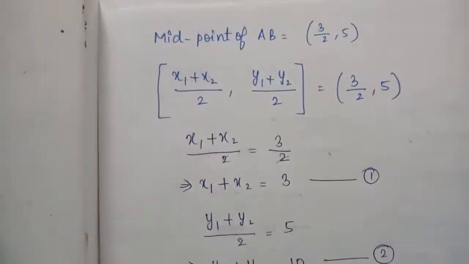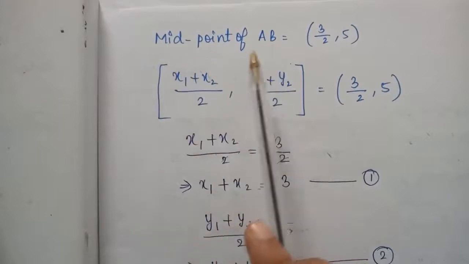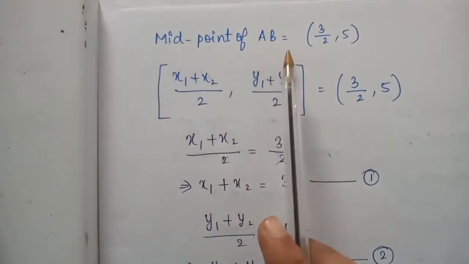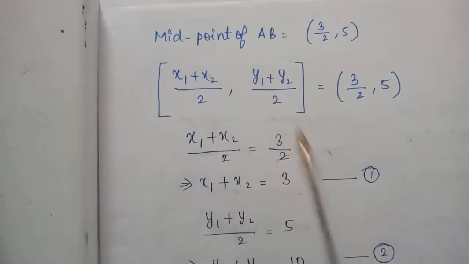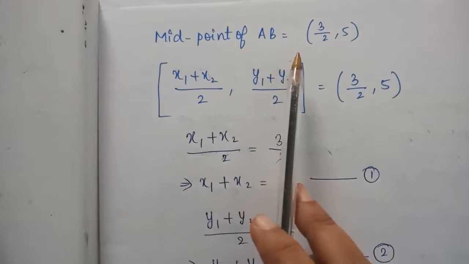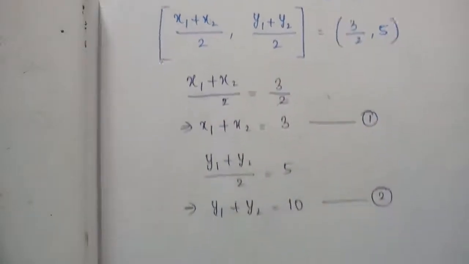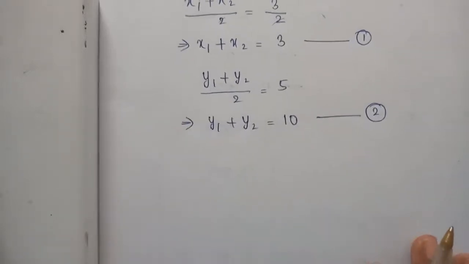Similarly, you have to use the midpoint of BC and the midpoint of AC. From the midpoint of BC you get 2 equations, and from the midpoint of AC you also get 2 equations. So finally you get 6 equations. Solving those 6 equations, you will find the vertices of the triangle.